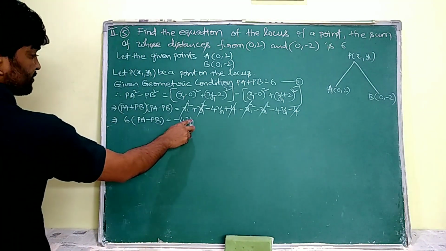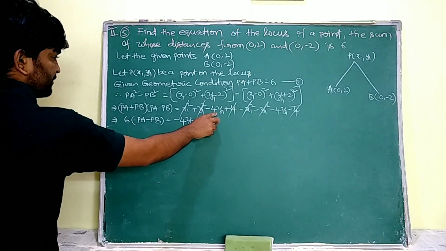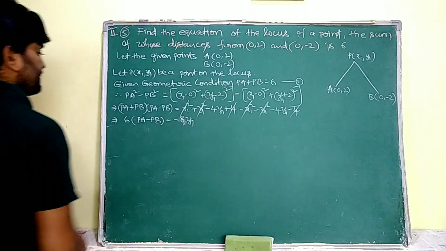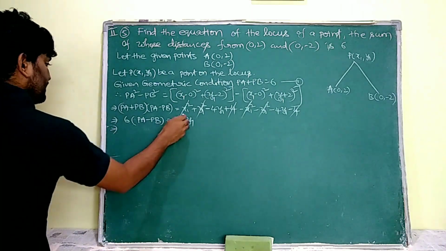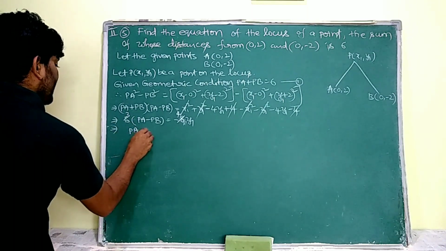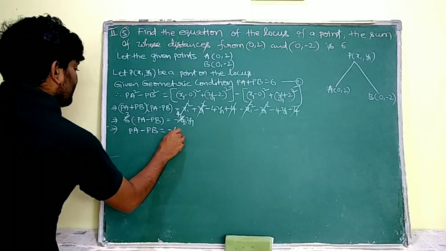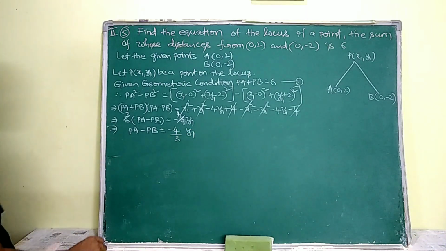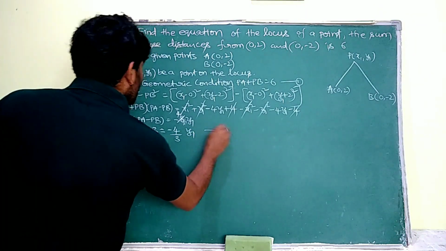PA minus PB is equal to, here it is minus 4y1 and it is minus 4y1. Totally it is minus 8y1. That implies, 2 4s are 8, 3s are... So PA minus PB is equal to minus 4 by 3 y1. Let it be 2.